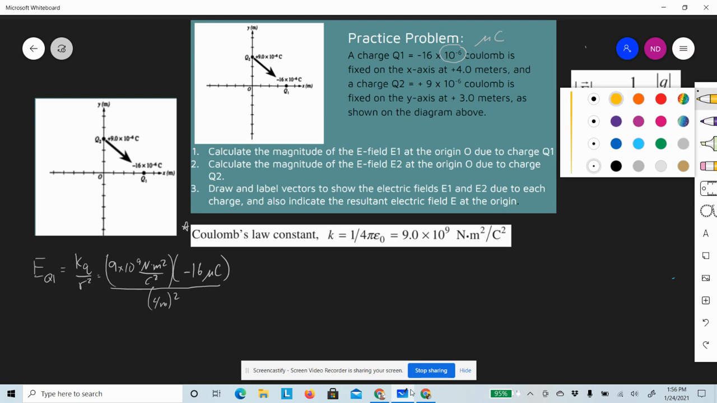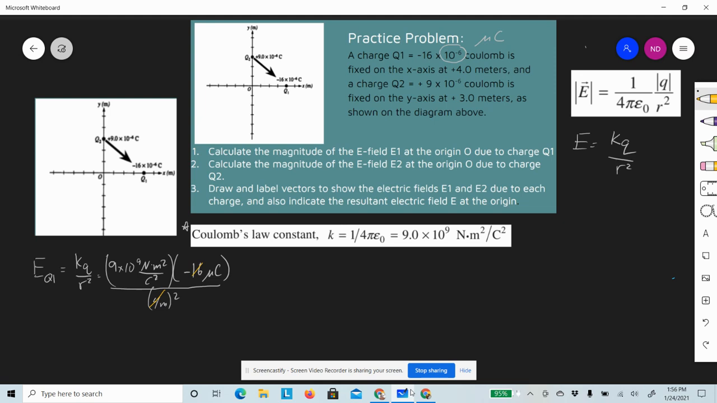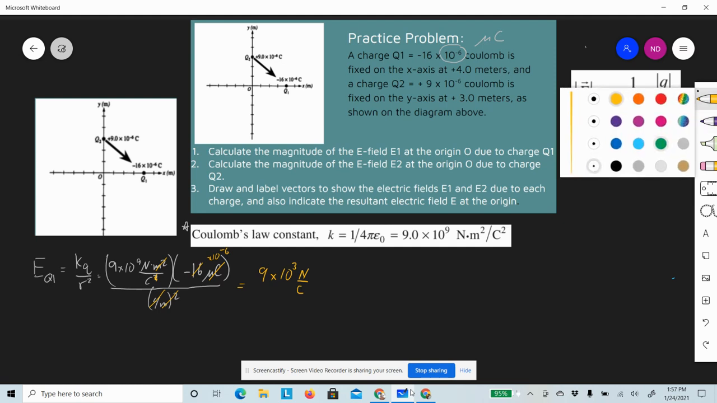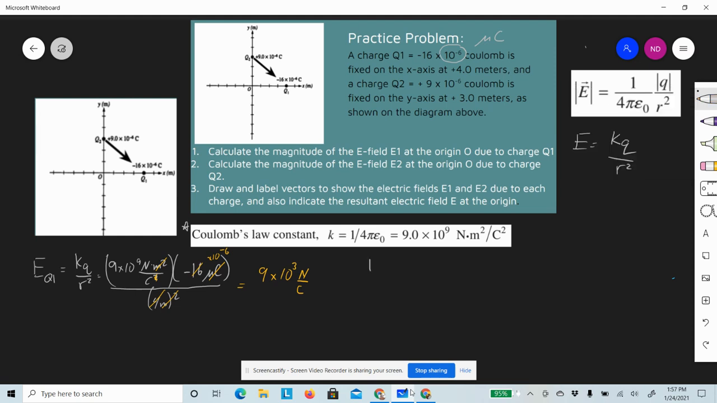Before we have to do any real math, this is kind of nice. 4 squared is 16, and that's 16, so that's going to cancel each other out. Meters squared is going to cancel out those meters squared. One of these coulombs will cancel out one of those other coulombs. So we're going to get 9 times 10 to the 9th multiplied by 1 times 10 to the minus 6, that's a micro. So we're going to get 9 times 10 to the 3rd newtons per coulomb, or 9,000 newtons per coulomb. That's number 1: calculate the magnitude, 9,000 newtons per coulomb.